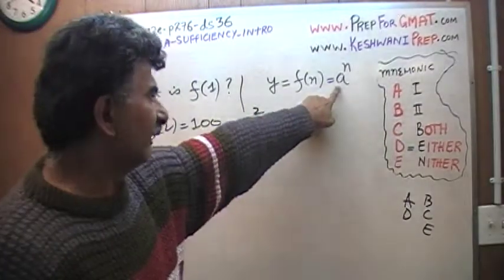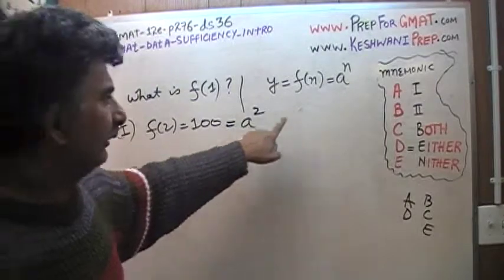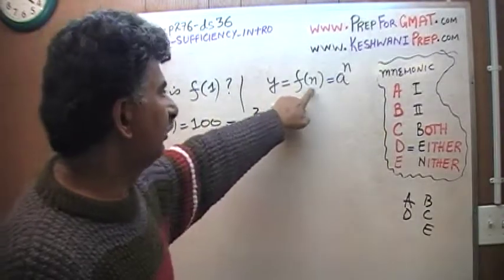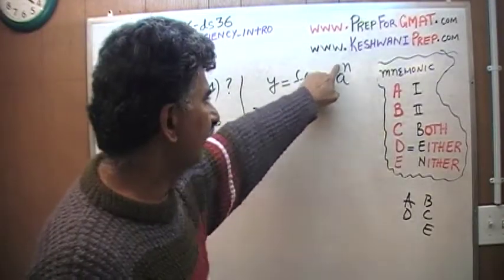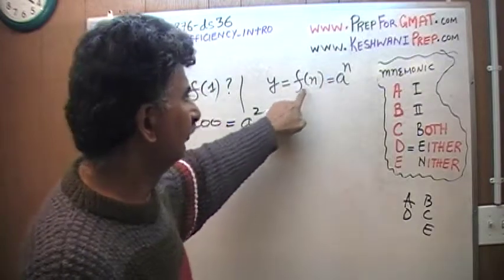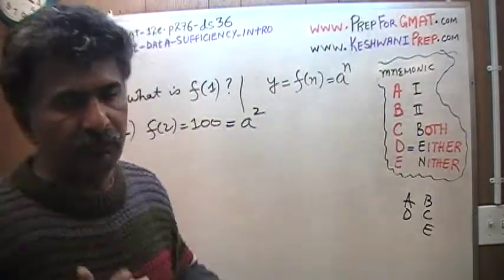Once I know what a is, for example, if it turns out that a is 10, then we can put 10 in here, then f of 1 would be 10 raised to 1. F of 2 would be 10 raised to 2. F of 5 would be 10 raised to 5, and so on and so forth.